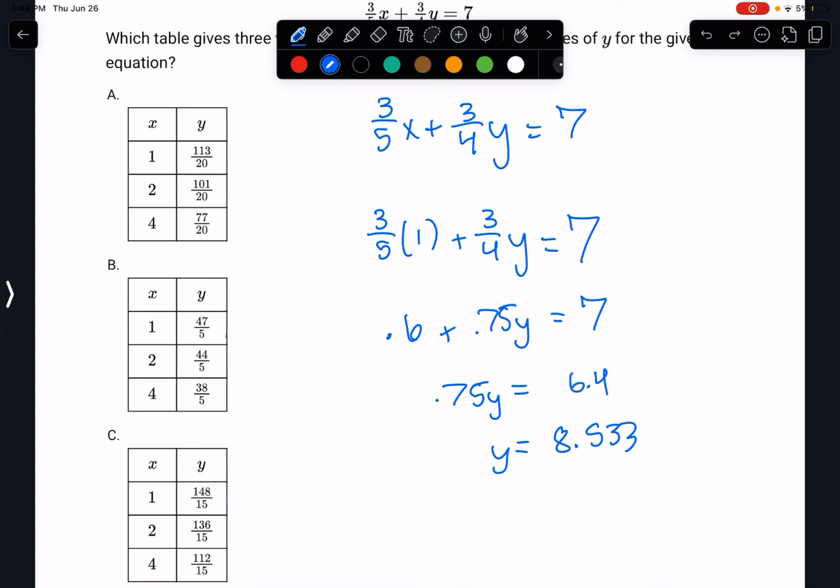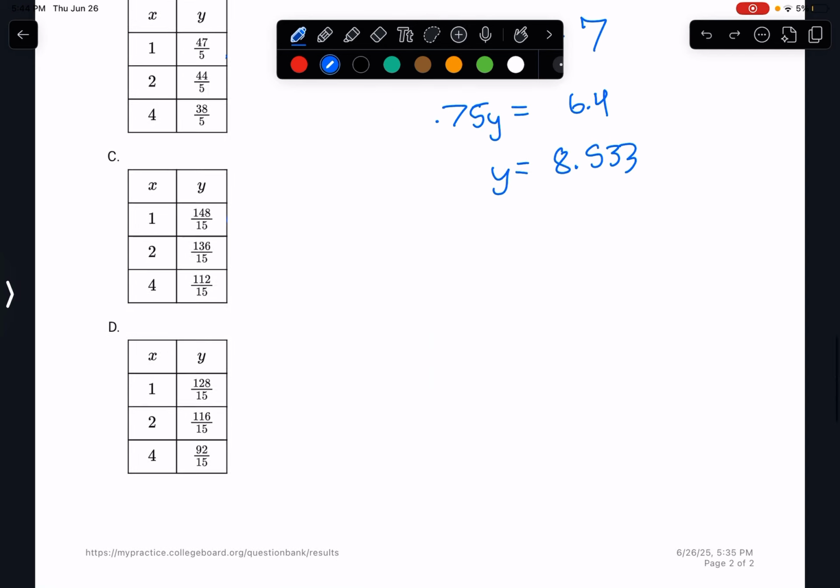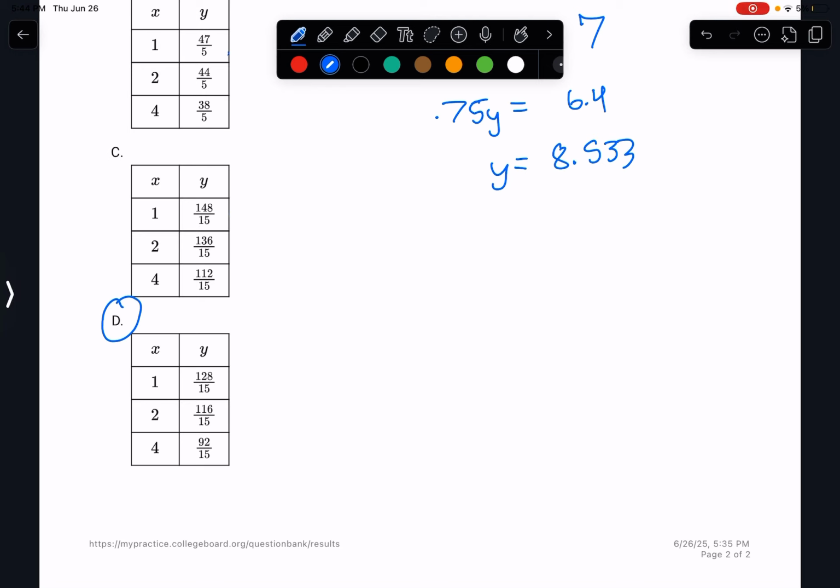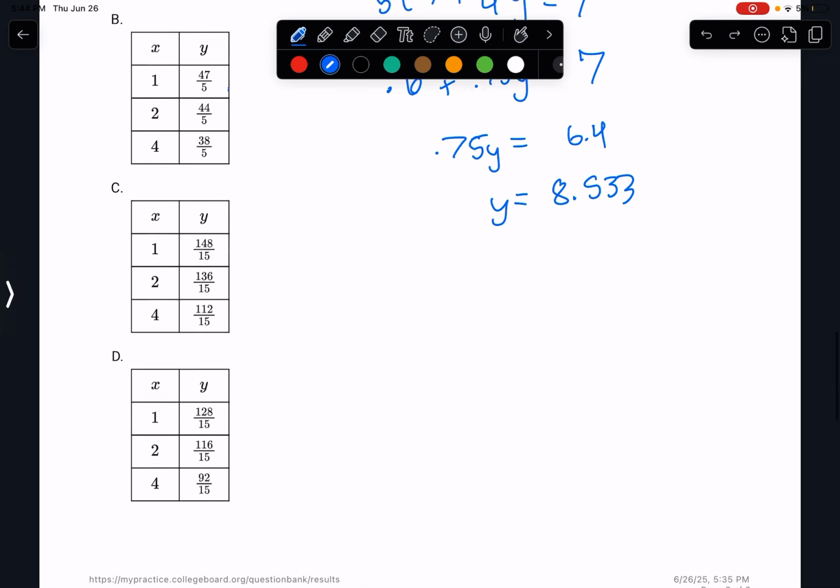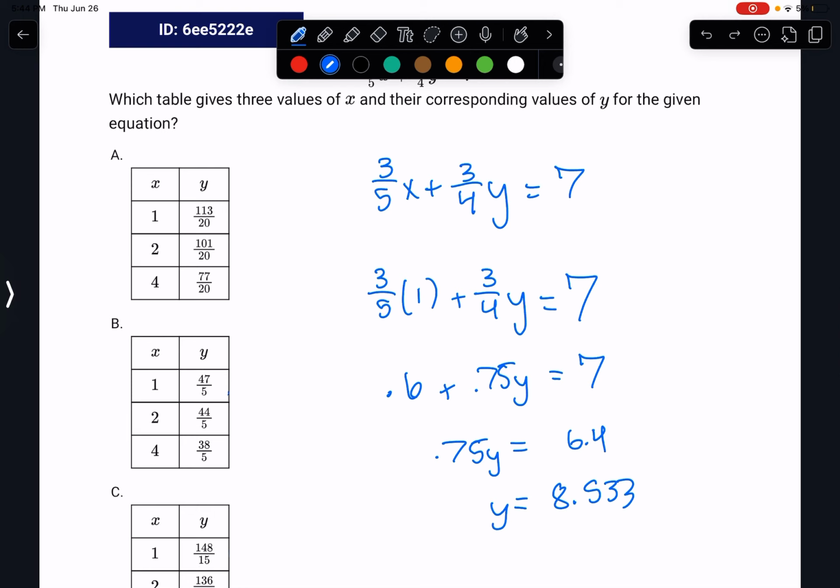For example, 113 over 20 is not 8.533. This isn't it either, and this isn't it either. That leaves us with the last one. By process of elimination, when we plug this into the calculator, we in fact do get 8.533.